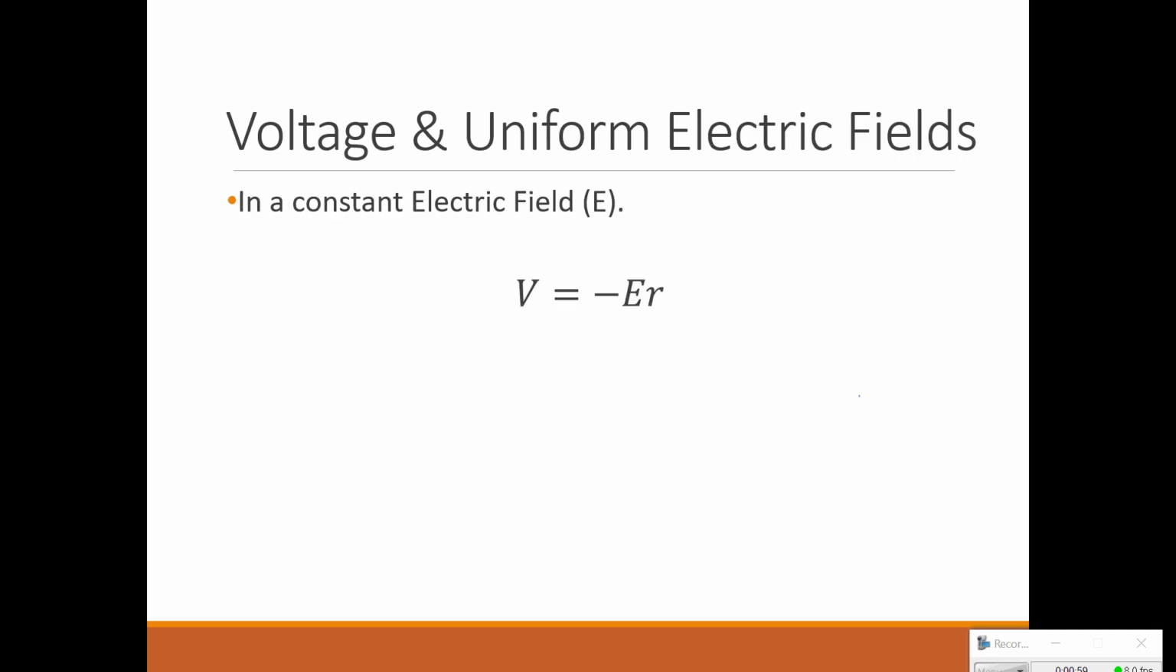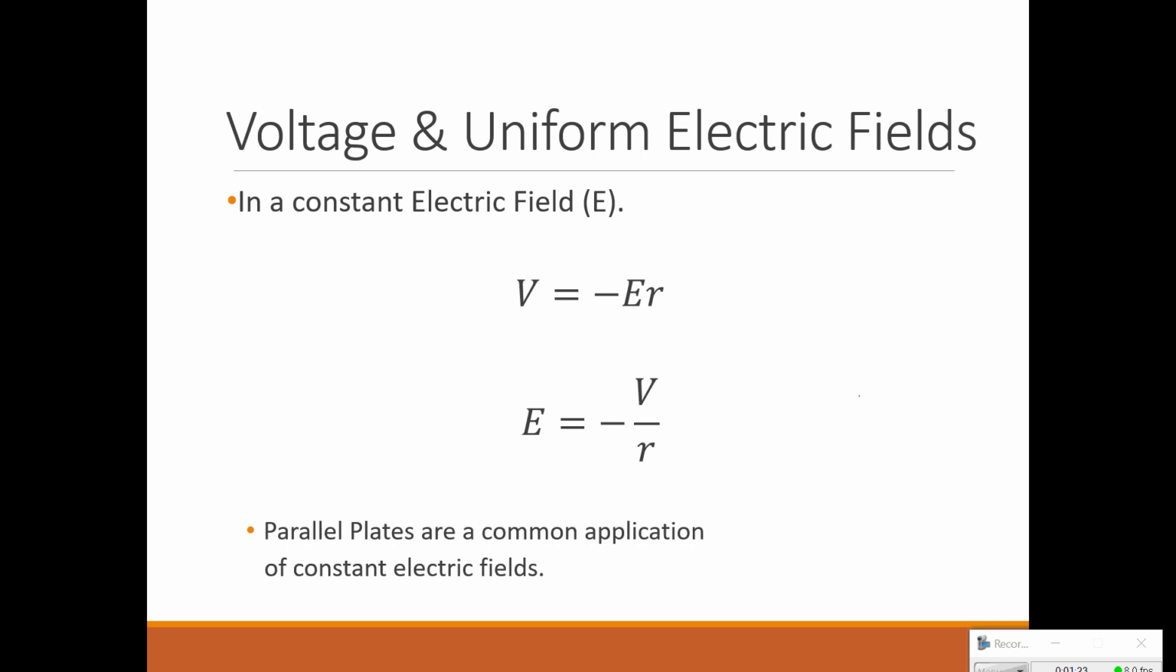So let's combine these together. If you combine and substitute in qEr for work, you can get an equation that says that voltage is equal to negative electric field strength times the distance traveled. And rearranged, another way to look at this would be electric field strength is equal to negative voltage divided by distance moved in there. Let's look at this in a couple of examples.